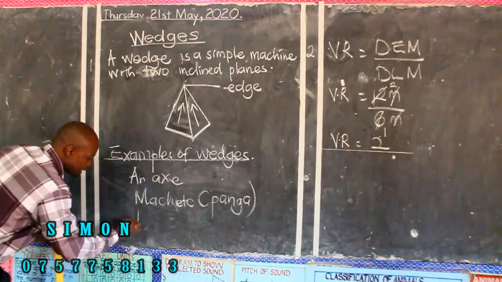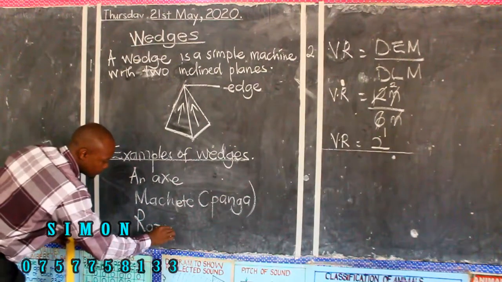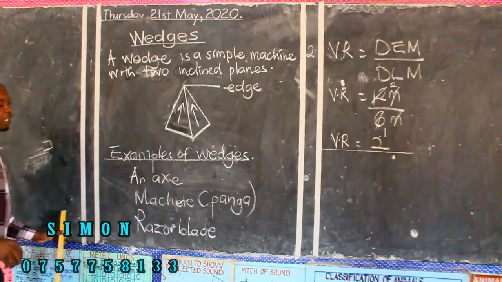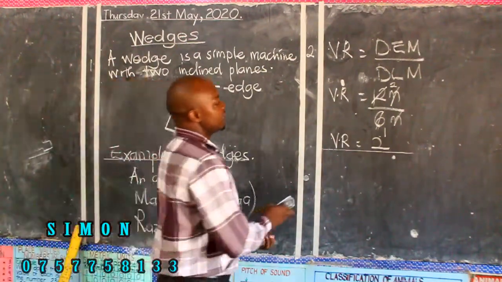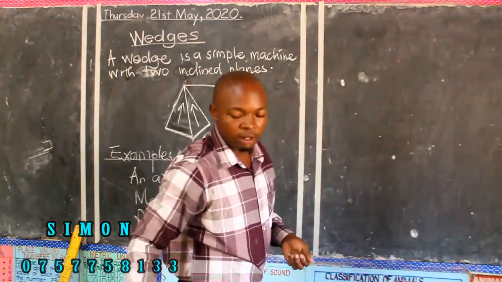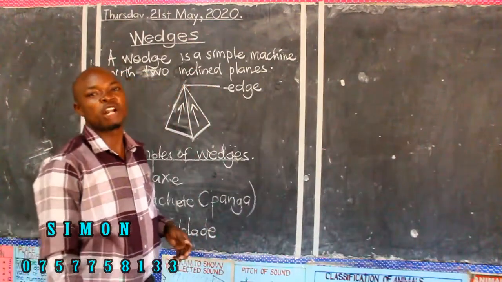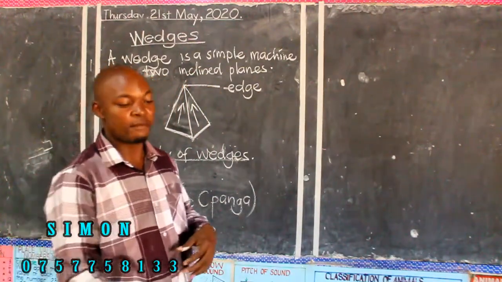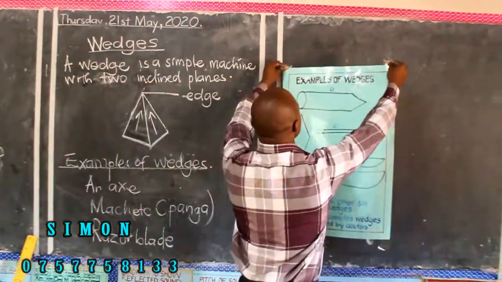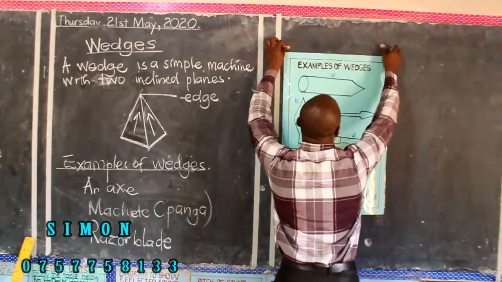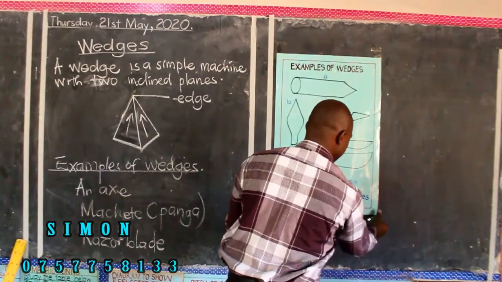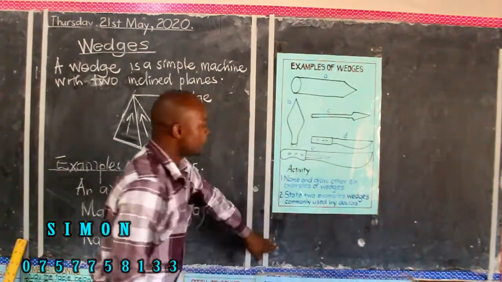We have razor blade. We have things like bullets, arrows, spears, mention them. As we're going to see some of these illustrations here, I want you to watch. I've mentioned a few examples there. I know you have very many after seeing this. You can add on very many.